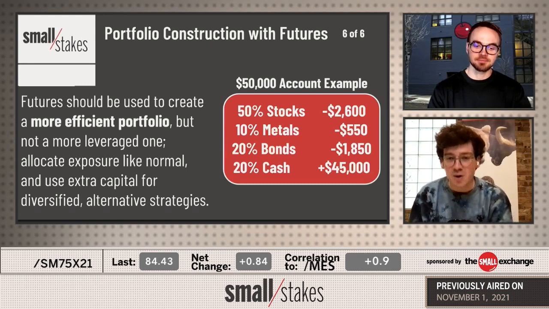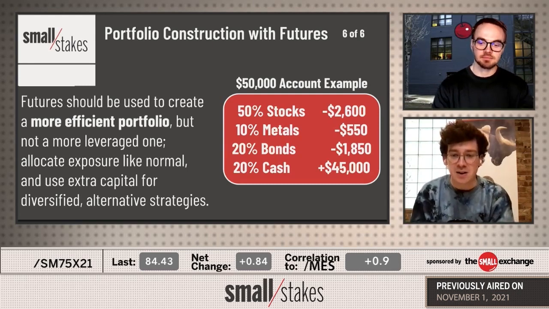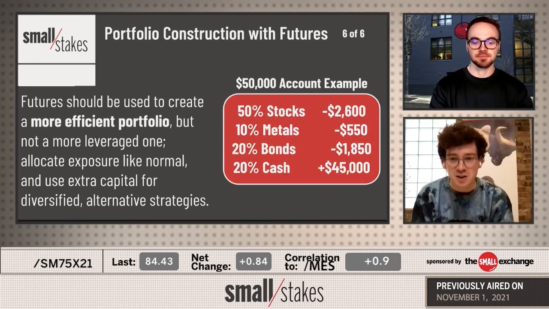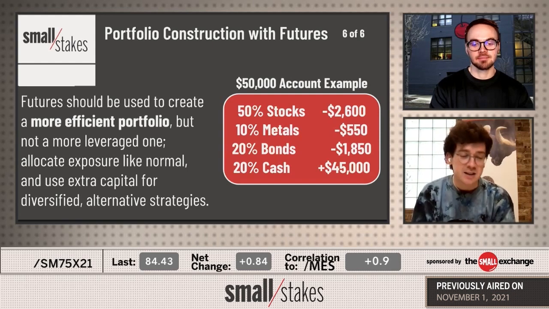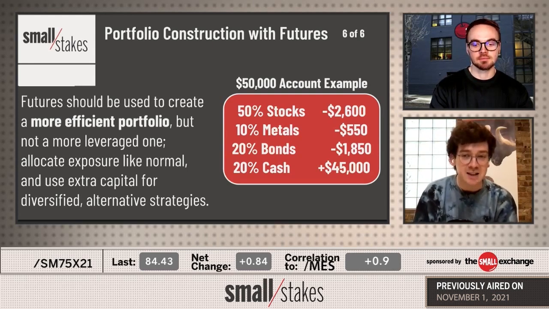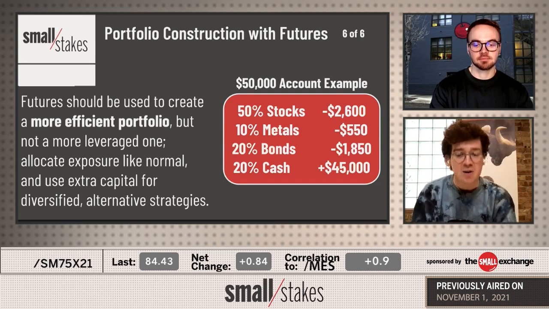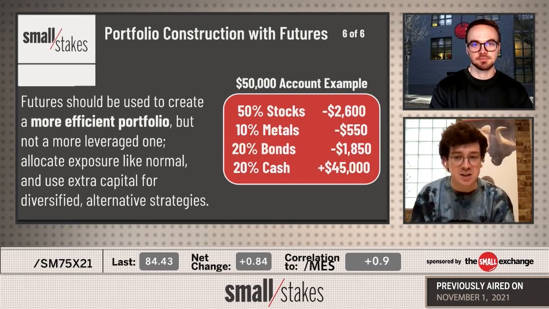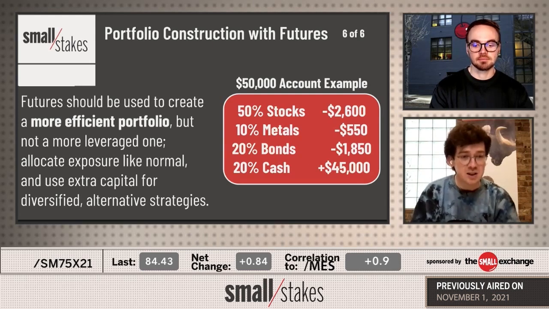But I want to once again nail in here that using futures doesn't mean, oh, I've got $50,000 and now I've got an account that's $300,000 worth of stocks. That's not what we look for. You can see in this example, we're still only getting exposure that is less than the actual amount of the account, but then using all of that cash that we have on the sidelines, which should only be about $10,000, but thanks to futures is $45,000 left over to do interesting stuff like Mikey's talking about.